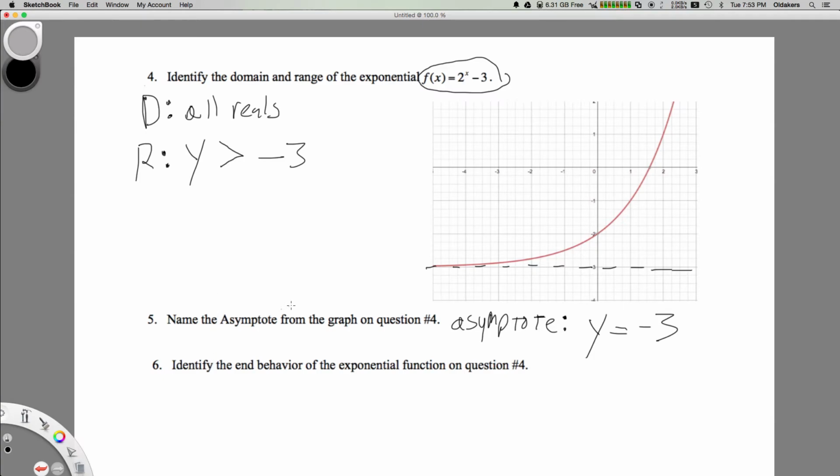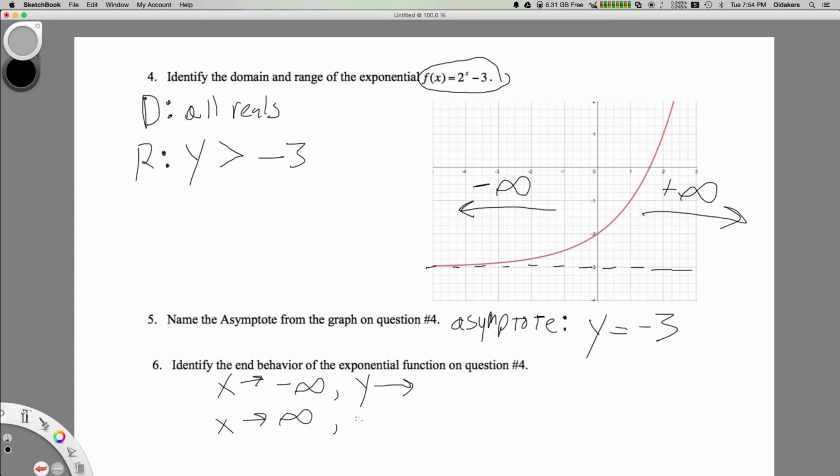End behavior. End behavior is as x goes this way, what's y going to do? Or as x goes this way, what's y going to do? If x is going this way, it's going towards -infinity. If it's going this way, it's going towards +infinity. So that's how we're going to start. So as x approaches -infinity, or as x approaches +infinity, and as you can see, I'm awesome at drawing infinity signs, what is y approaching?